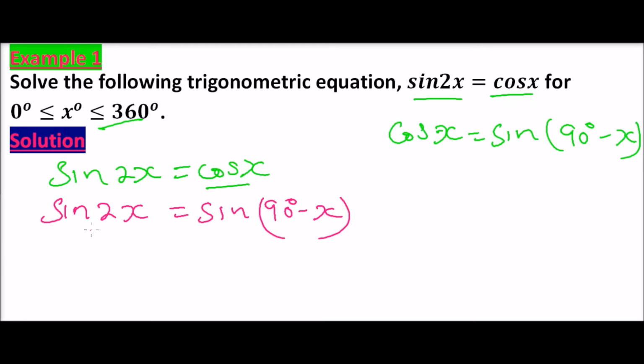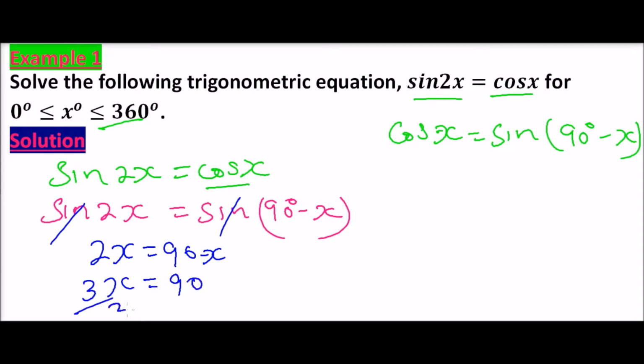So we now have sine on both sides. We can remove sine and say our 2x is equal to 90 minus x. We bring x to this side, and we have 3x is equal to 90, and we divide both sides by 3. You find that x is equal to 30 degrees.